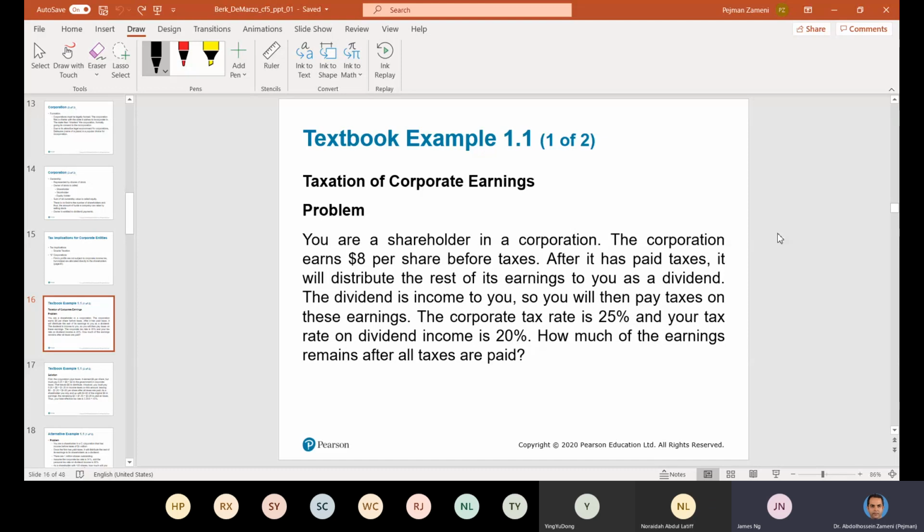Would you calculate it, guys? How much of the earnings remain after all taxes are paid. I give you 1 minute to do it. Okay?